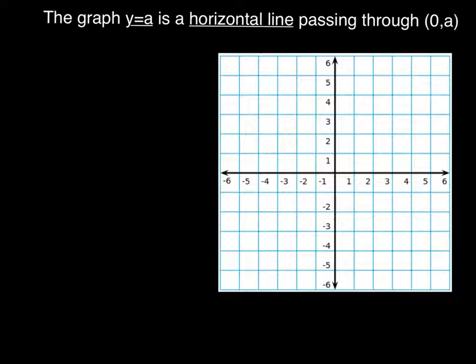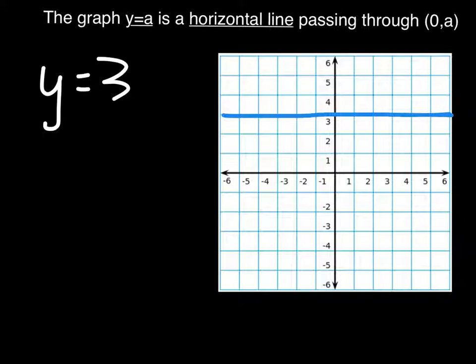There will be some times when we have a special situation. The graph y equals a is a horizontal line passing through the point 0, a. If you look up here at our equation, there's no x, so we can't plug in an x value there. So let's say that we had something that looked like y equals 3. Well, we can't plug in an x. All we have to do is y equals 3. We go up 3 places, 1, 2, 3, and we draw a horizontal line right at y equals 3.